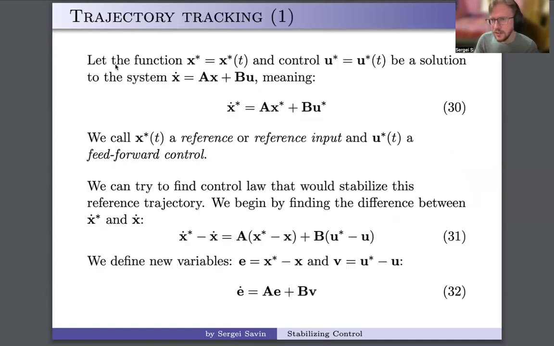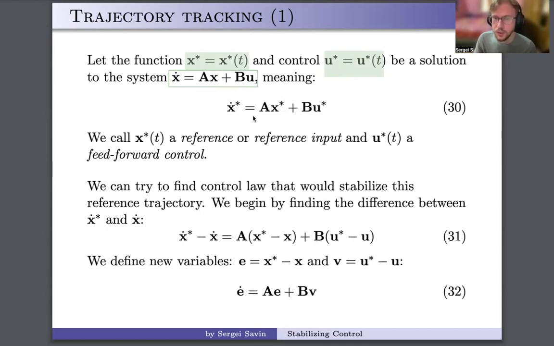Next. We can do control not only for stabilization, but also for trajectory tracking, which is essentially going to be the same thing, but with a change of variables. Let me demonstrate. So let's say that x star and u star represent a solution to the equation x dot equals Ax plus Bu, right?